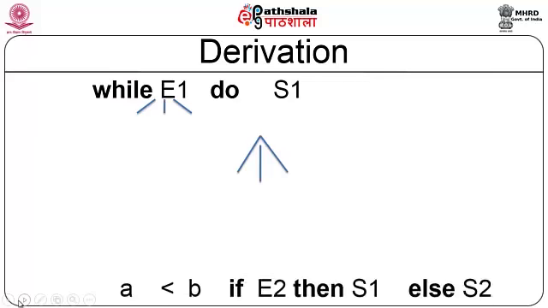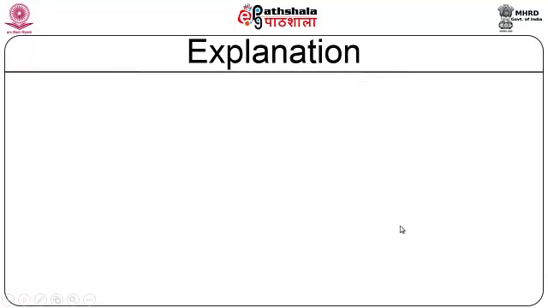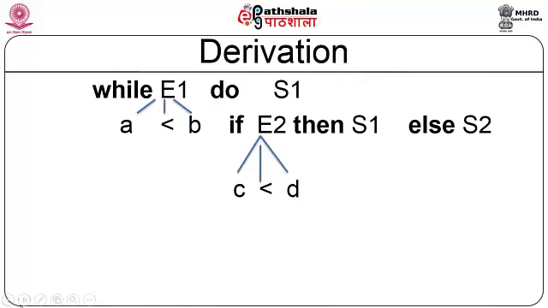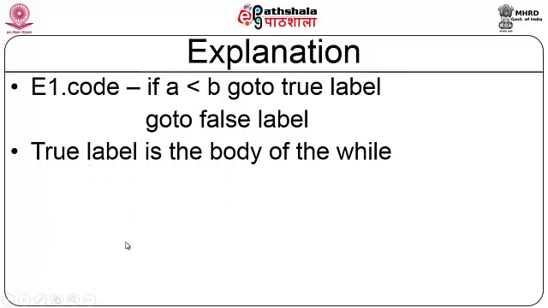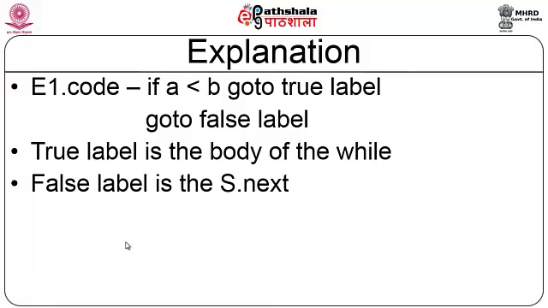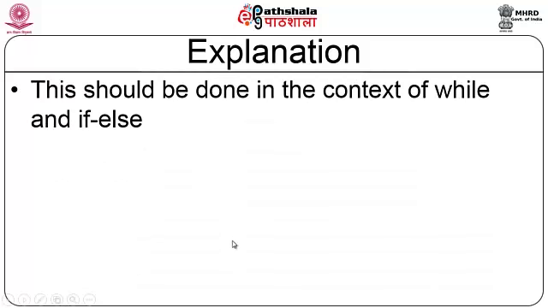So in that case, this is how your derivation tree is going to look like. First I will have S1 and S2, and then this is C less than D. So what will I see as explanation here? First you have to generate code for E1, you should have a go to true label, and then a go to false label. The true label will be the body of the while and the false label will correspond to the S dot next, and E2 dot code you will have to generate, in the context of while and if else.